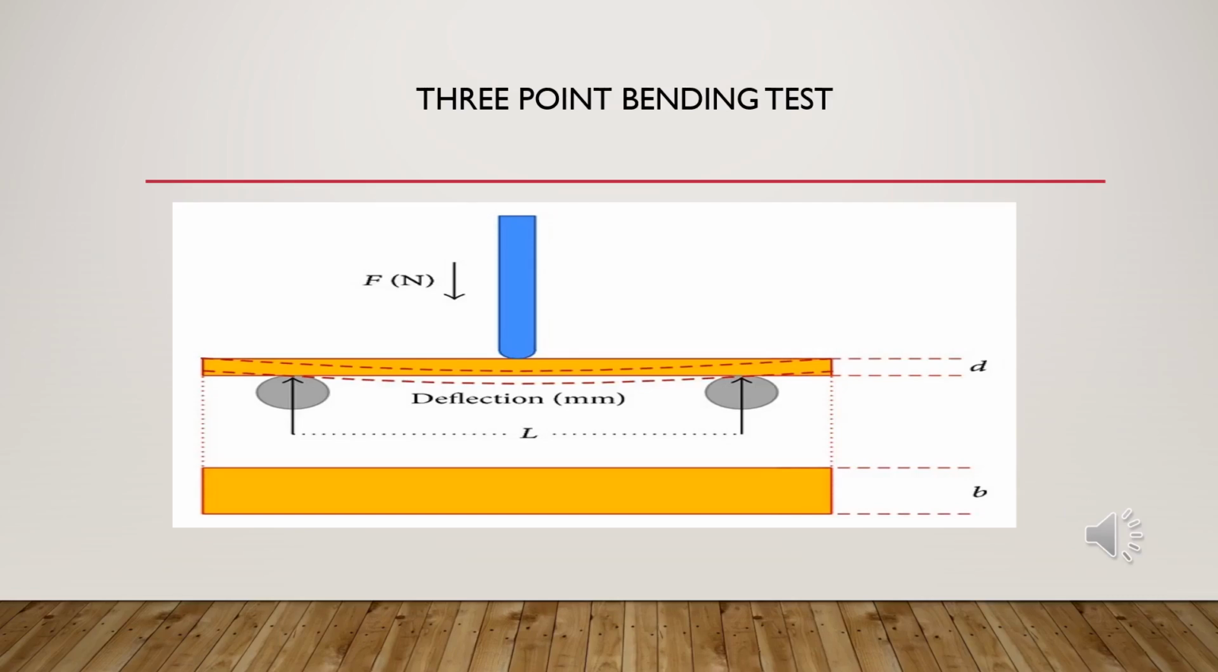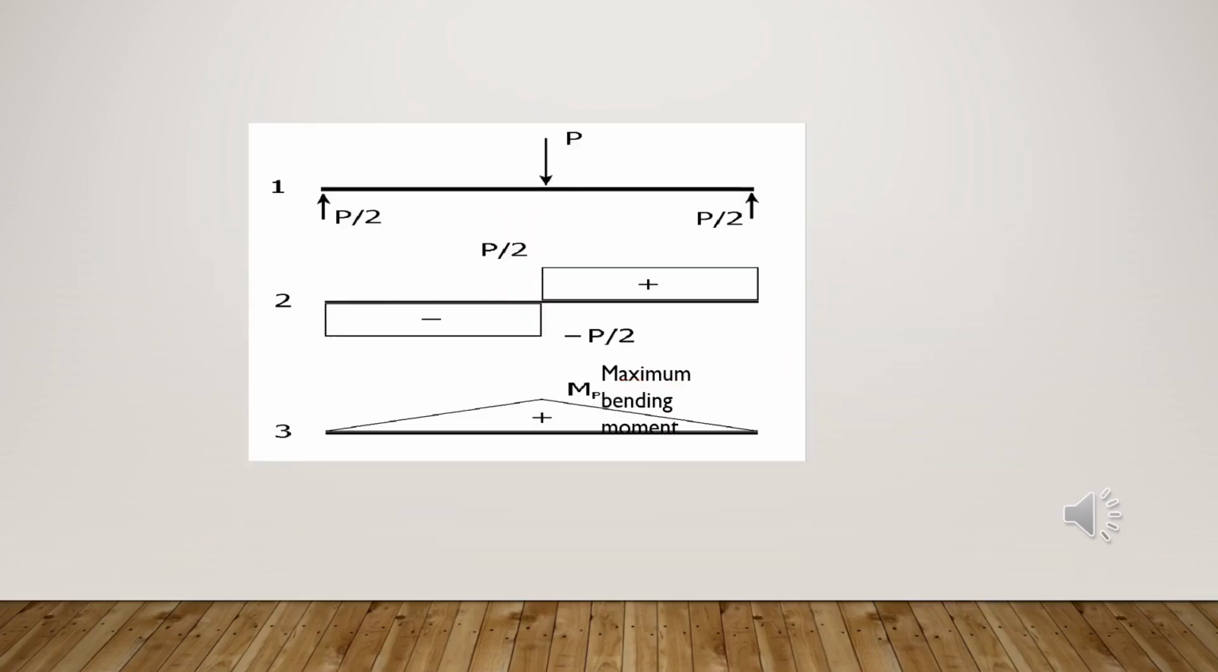Let me demonstrate it with the help of a diagram. As you can see, a specimen in yellow color with rectangular cross-section with width B and depth D is supported at two ends, and if force is applied at the midpoint of the beam, the beam gets deflected under this load. This deflection and force is recorded.